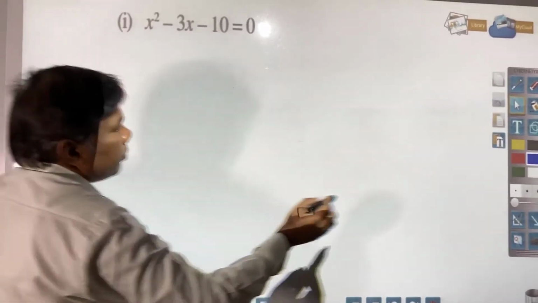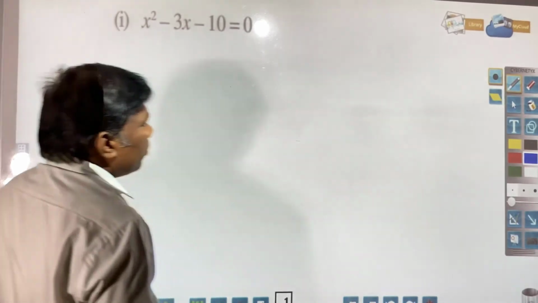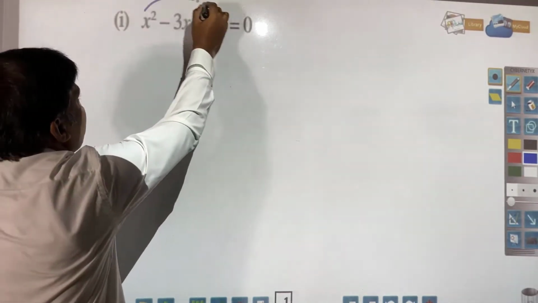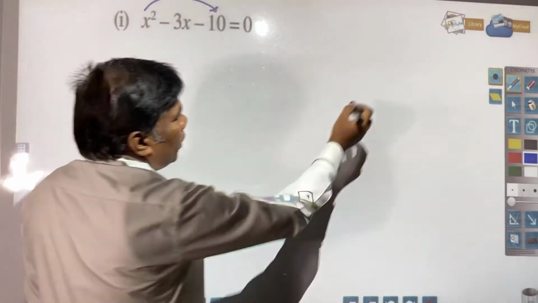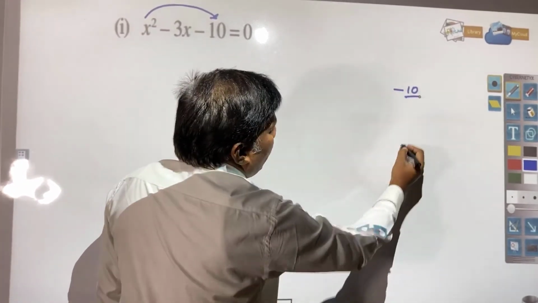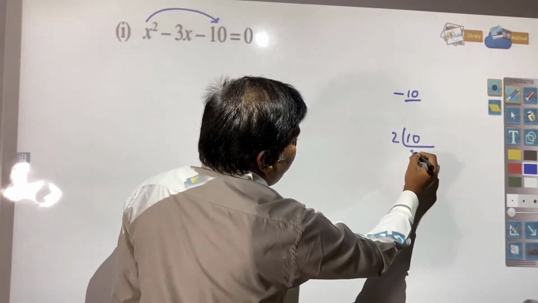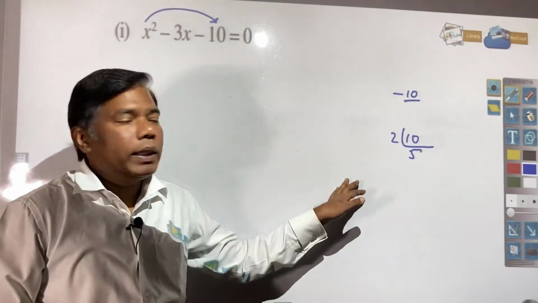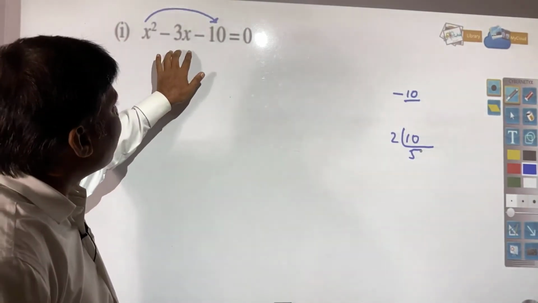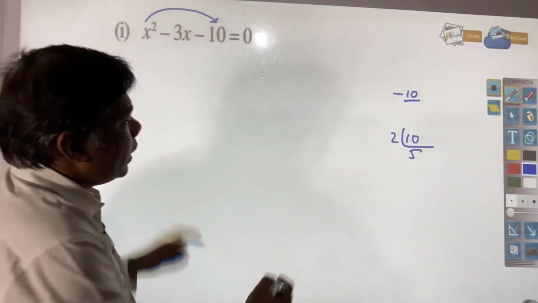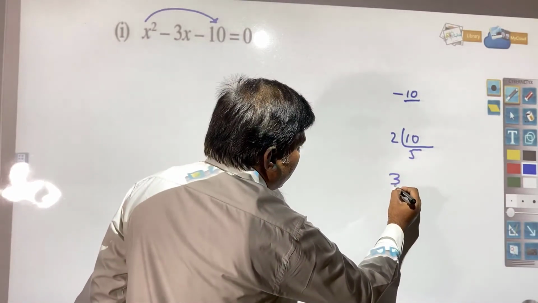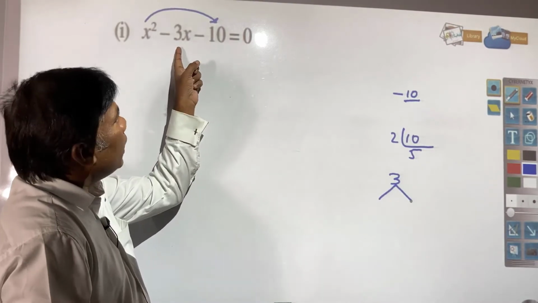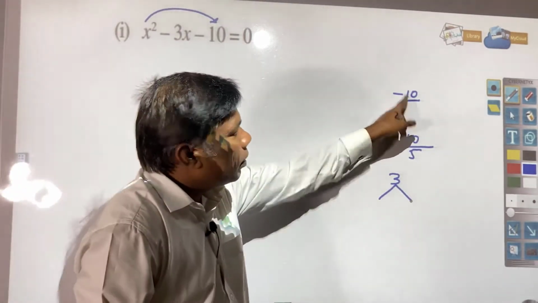Here you see, x square minus 3x minus 10. What I said, first term and last term are required to be multiplied, so you will get minus 10. Now 10 is required to be factorized, 2 5 10. So the middle term is required to be split in such a way that the sum you should get is minus 3 and product you should get is minus 10.